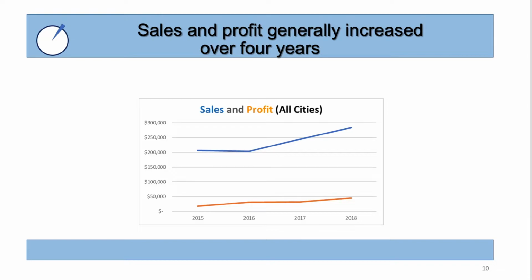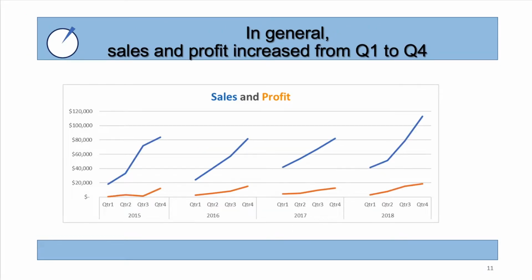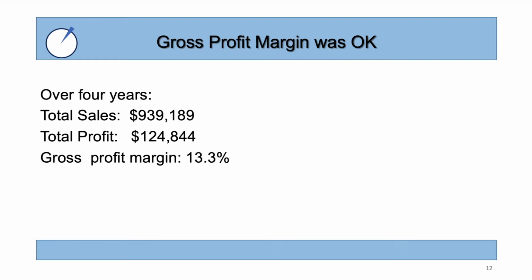Now we will transition into the next portion of our presentation, which includes the data overview. As you can see from this line chart, sales and profit generally have increased over all 4 years for all 6 cities. If we separate that exact same line chart into 4 separate sections by year and quarters, we can see that generally sales and profit increased for all 4 years from quarter 1 to quarter 4. While sales and profit increased overall over all 4 years as well as throughout the quarters, it's also important that we take a look at the gross profit margin.